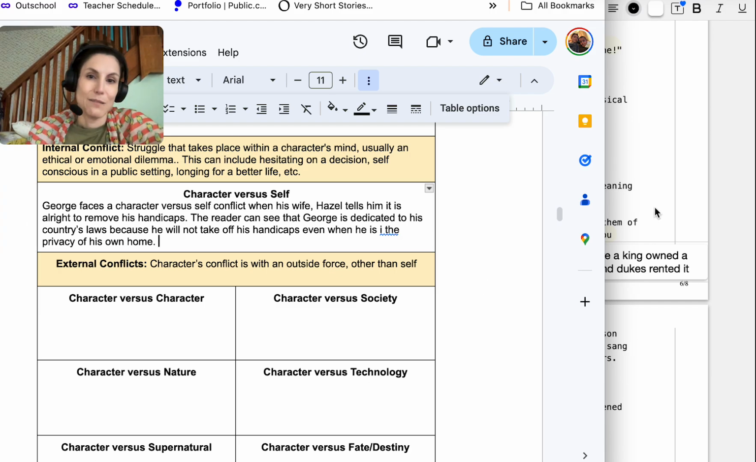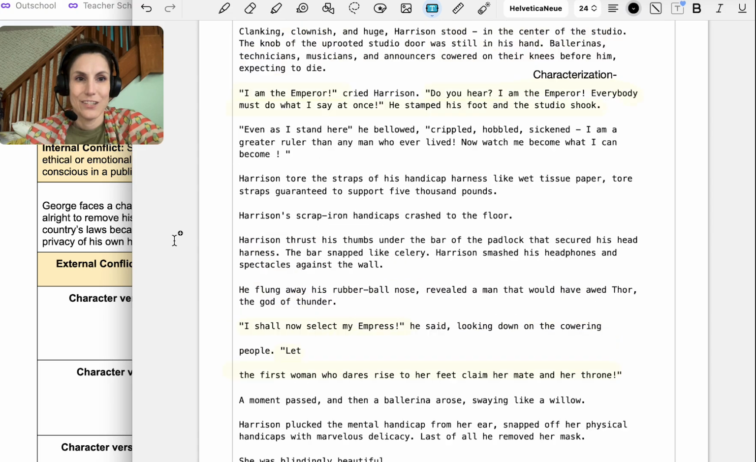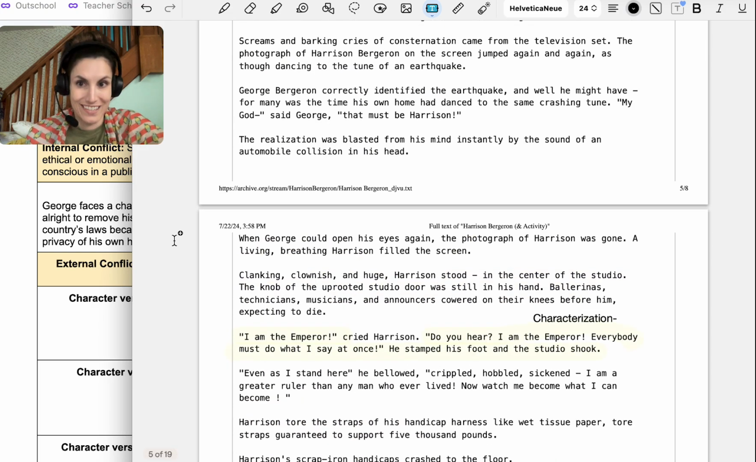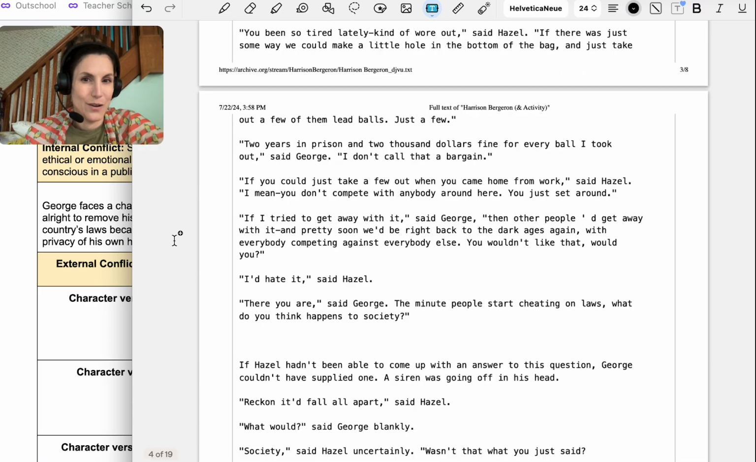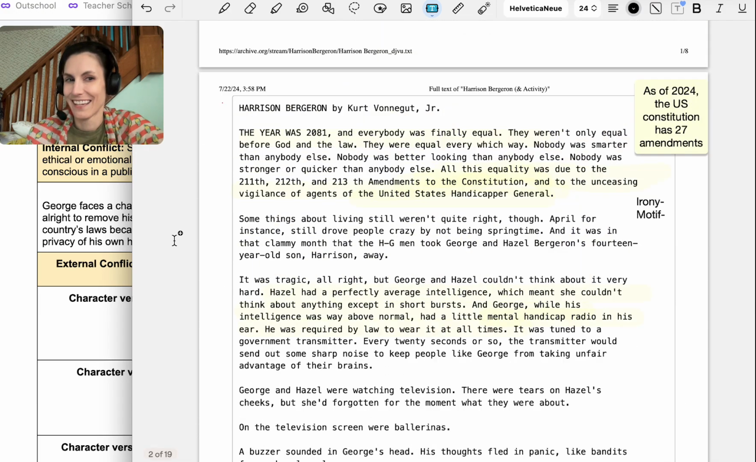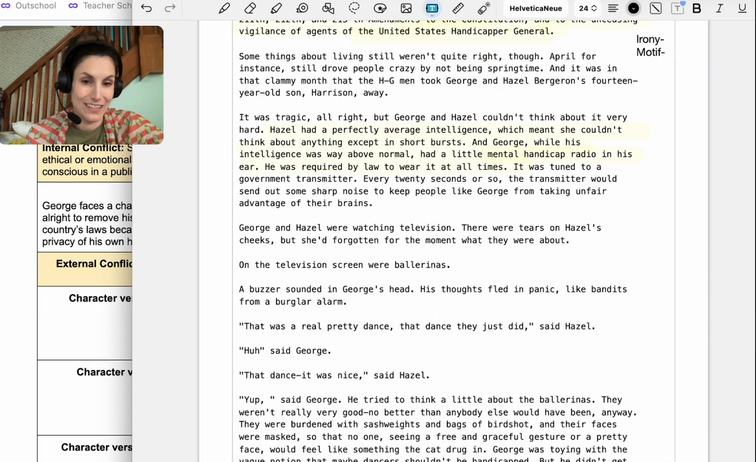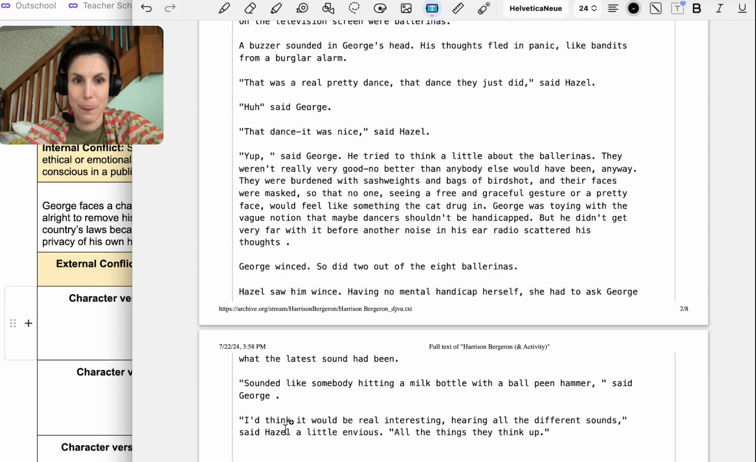You could say that's a conflict, because technically, Hazel and George don't even know that their son was killed. They know he was arrested, but to say that it's a conflict, they don't even realize it's happening. So we could mention that. It's important to note that. Here they're watching television, but she'd forgotten. Everything they forget. And we could say, here's one. "Wait, George was toying with this vague notion."